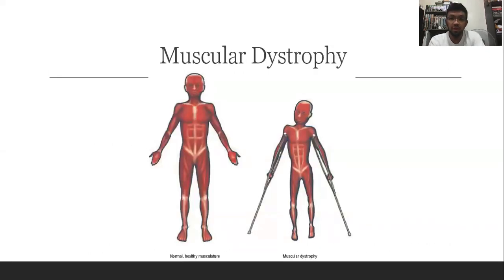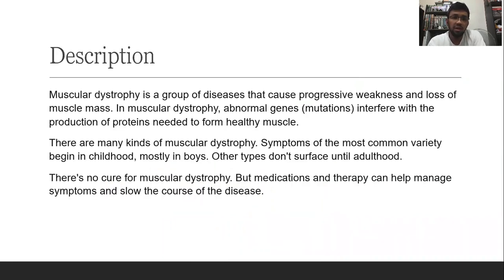Next, now we go to muscular dystrophy. In muscular dystrophy, this is a group of diseases that causes progressive weakness and loss of muscle mass. When you say progressive, it worsens as time goes by. In muscular dystrophy, abnormal genes or mutations interfere with the production of proteins needed to form a healthy muscle. So it's more genetic. And there are many kinds of muscular dystrophy.